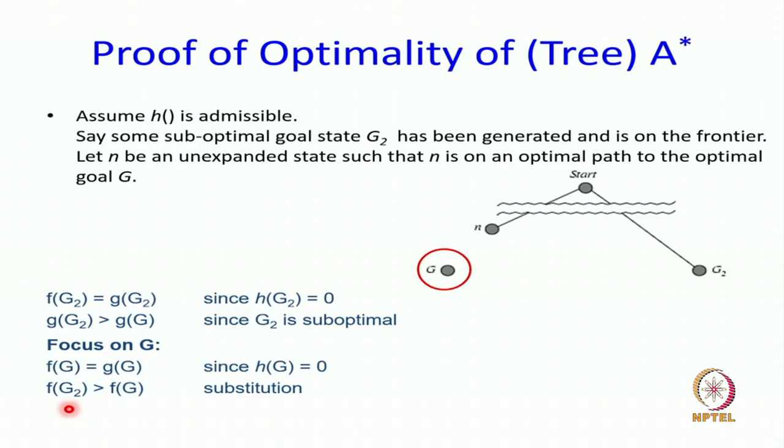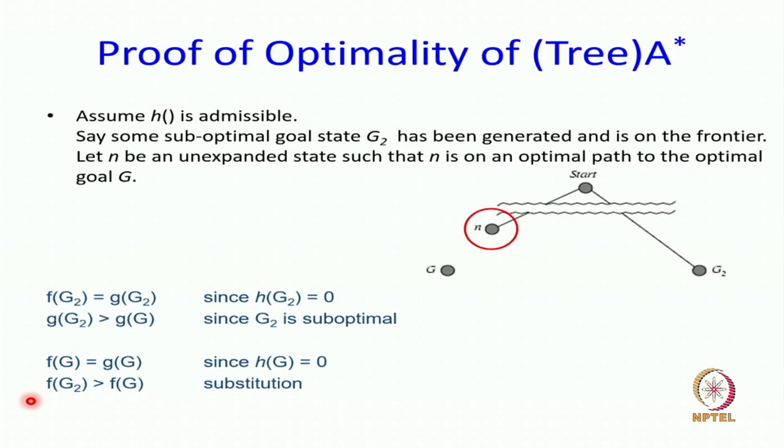We are not saying much here. We are basically saying that the f function for G2 is greater than the f function for G, because we have assumed that G2 is not the right goal and the h's are 0 anyway. So far so good. Okay so far? Okay. Now we are going to focus on n, because this is the node in the fringe that we chose not to expand.